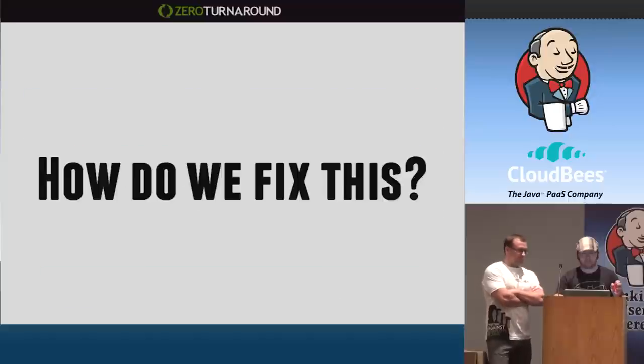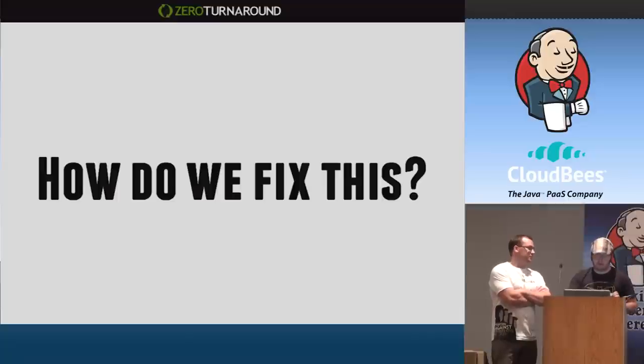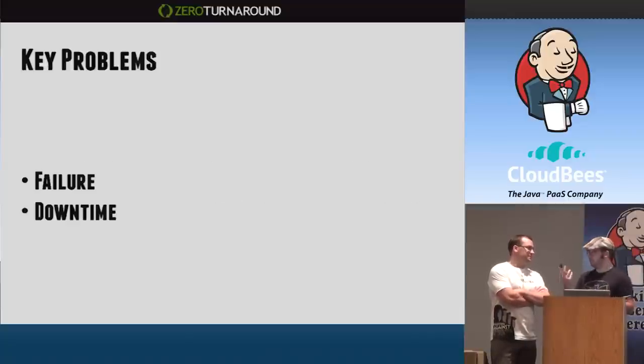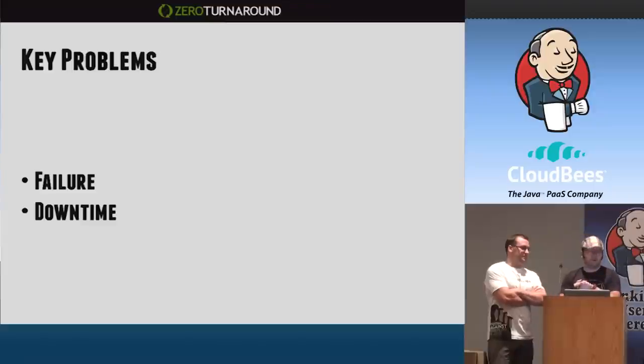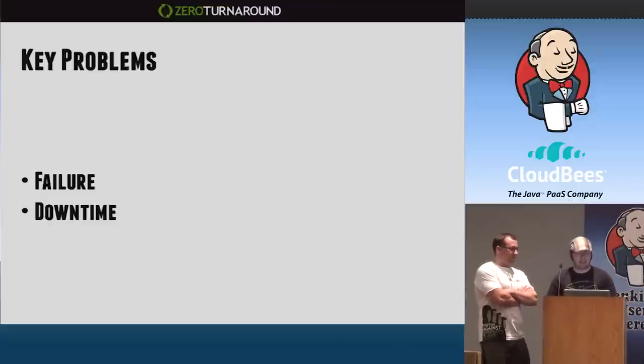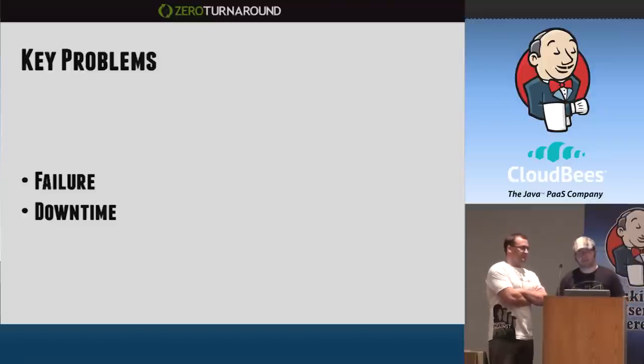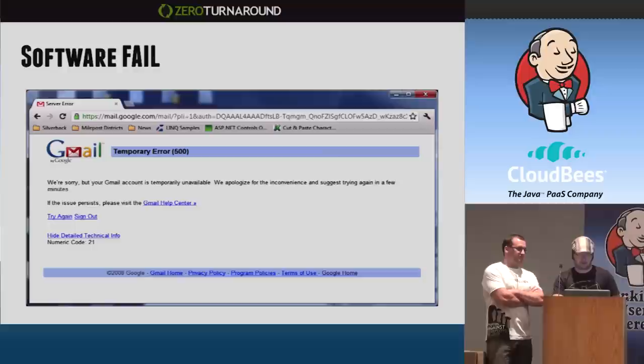All right. How do we fix this? We have to identify the problems first. We're going to talk about two main problems. One is failure, when something goes wrong, the failure of the process itself, because failures will happen. And the other part is downtime. These are the problems, why you get these screens.